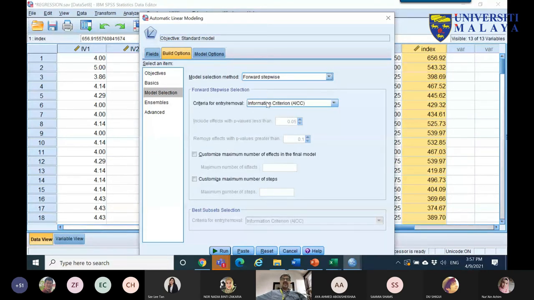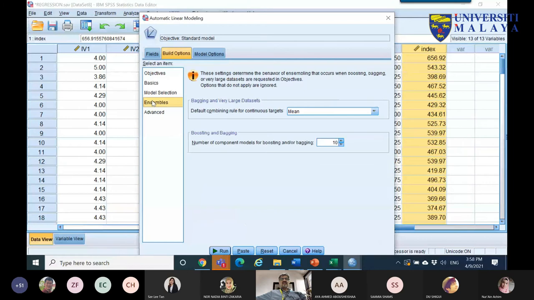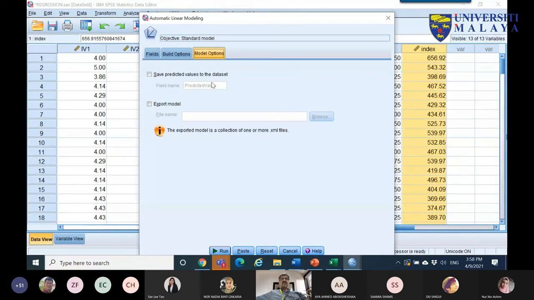So I just want to do the stepwise. And this is the forward stepwise selection based on the AICC, which is one of the criteria to select the best and significant model, the accuracy of the model for prediction, correct? So usually don't touch anything unless you want to play around, and that's all. And then if you want to save the model, you can save the predicted model as another data set. Or if you want to export the model as an XML file, then you can save it also.